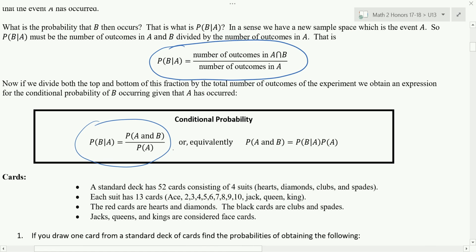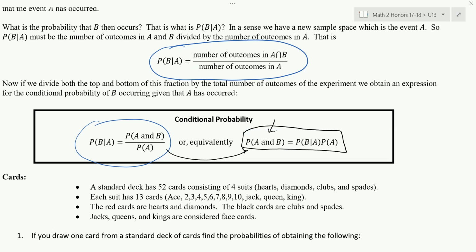And equivalently, we could split this up to this by getting rid of our fraction by multiplying both sides by the probability of A. And we get this formula. And this right here tells us how to find the probability of A and B. Okay. So the probability of A and B is equal to the probability of B given A times the probability of A. Sometimes I write it this way, probability of A. Usually I write it this way, probability of A times the probability of B given that A occurred.